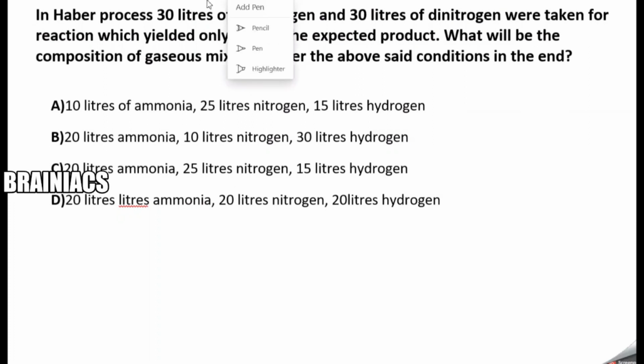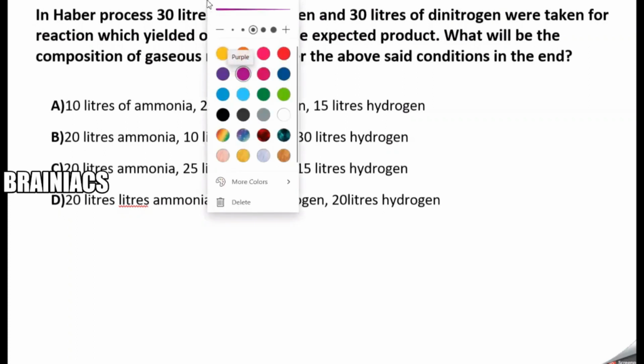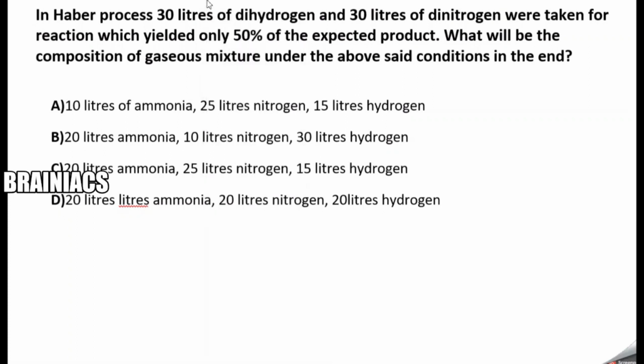Okay, so which pen do you like? Let me take violet. So what is the reaction here? The fundamental reaction is nitrogen, which is in gaseous form, reacting with hydrogen, which is also in gaseous form, forming ammonia, NH3, which is also in gaseous form. And if I balance this, I can keep 2 here. So 3 into 2, 6 hydrogen, so I will keep 3 here.